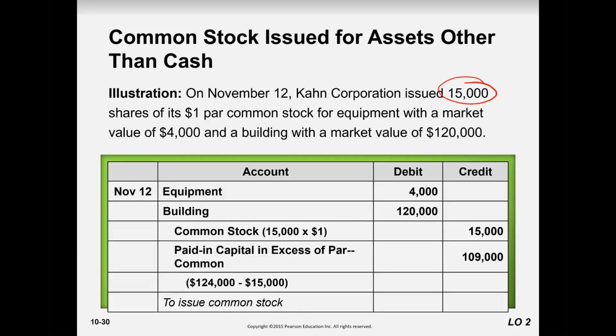But remember, how many shares are issued? 15,000. Par value is 1. So it means common stock is only 15,000. But 4,000 and 120,000 is equal to 124,000, less 15,000 is the premium you received on the top of common stock. We call this additional paid in capital or paid in capital in excess of par, 109,000.